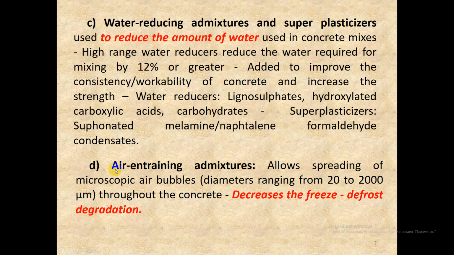The next admixtures, air entraining admixtures, allow spreading of microscopic air bubbles, with diameters ranging from 20 to 2000 micrometers, throughout the concrete. This decreases freeze-thaw degradation.